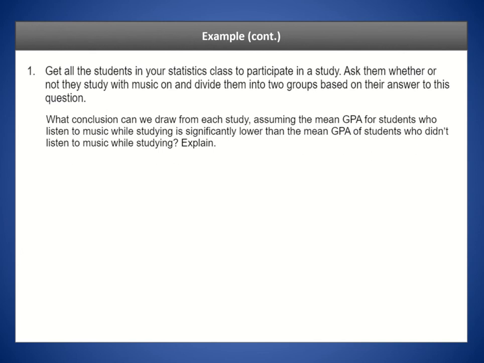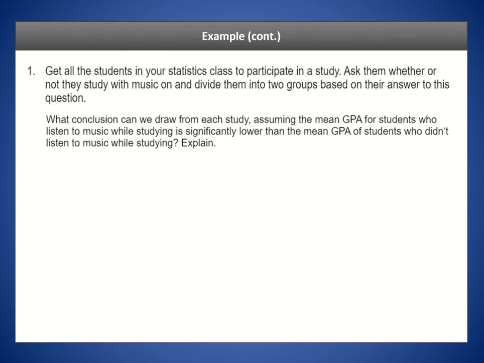Okay, so I wanted to include that question beneath it just so that we remember what we're trying to answer. So again, we're trying to answer what conclusion can we draw, assuming that the mean GPA for students who listen to music while studying is significantly lower. The reason we're assuming this is that when we took the survey of the students in the class and collected the results, the mean GPA for those students was actually lower when they listened to music. So we're just assuming that that took place, right?